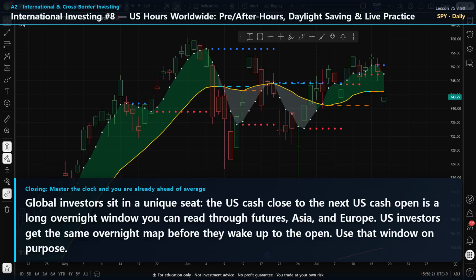Global investors sit in a unique seat. The U.S. cash close to the next U.S. cash open is a long overnight window you can read through futures, Asia, and Europe. U.S. investors get the same overnight map before they wake up to the open. Use that window on purpose.